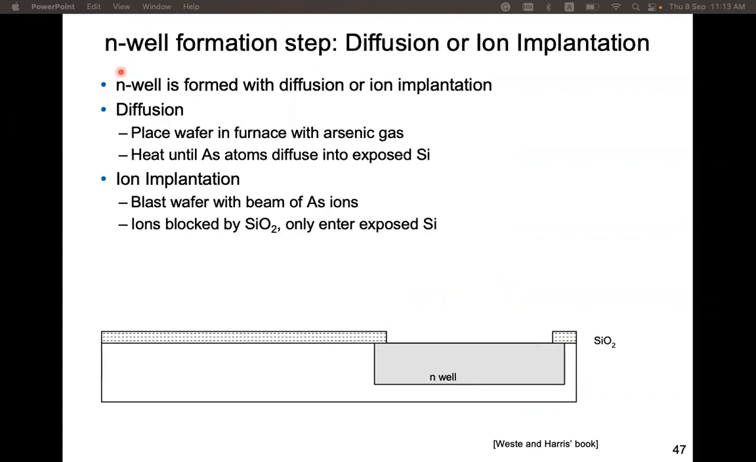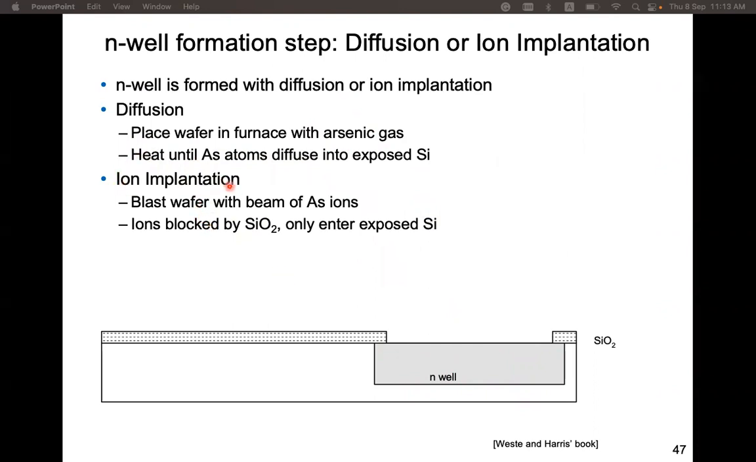So to form the N-well, the N-well can be formed through diffusion or ion implantation, two different alternative approaches. Diffusion is to place the wafer in furnace with arsenic gas. Arsenic is a column-5 element. So those column-5 atoms can diffuse into this region. So this part of semiconductor becomes N-type, N-well. So for diffusion, we need to heat it.